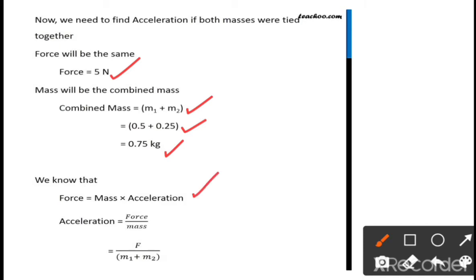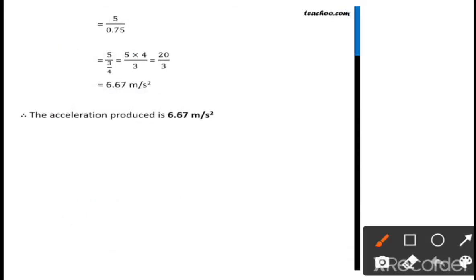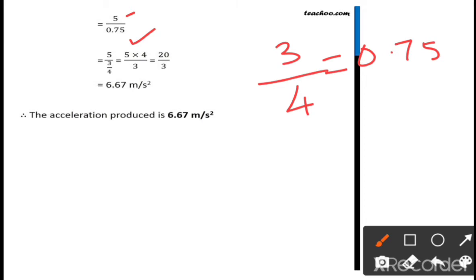Acceleration equals force per mass. That means the force and mass will come on the left-hand side. So the value of force is 5 Newton, and the mass is m1 plus m2, which is 0.75. In 0.75 we will write 3 by 4, because when we divide 3 by 4 we get 0.75. So here 0.75 is written as 3 by 4.